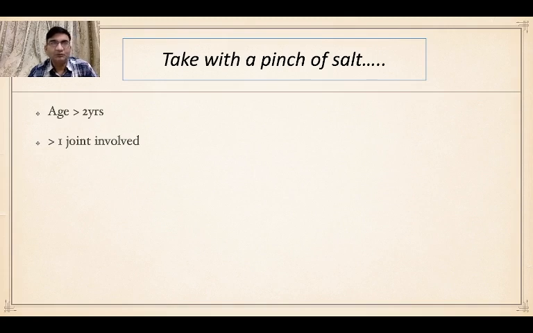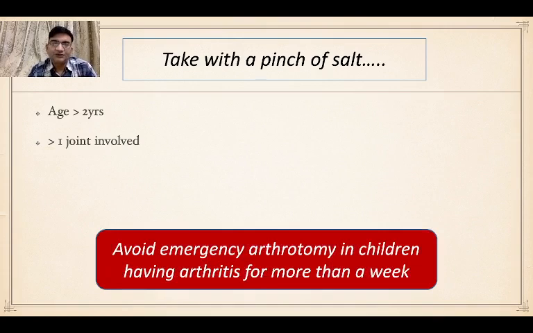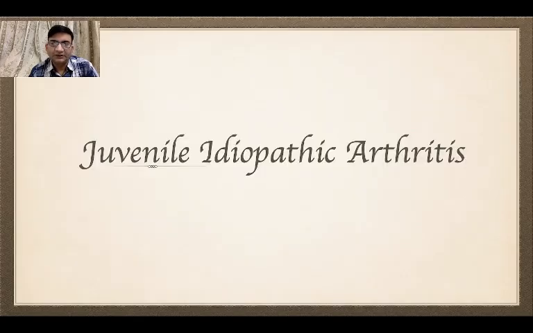So a grown-up child, more than one joint involved, we must reconsider a diagnosis of septic arthritis, and whenever in doubt, we must aspirate the joint before proceeding with an emergency arthrotomy. So whenever in doubt, we can always aspirate the joint, get a gram stain and culture of the fluid that is obtained done, and then we can decide for emergency arthrotomy. Suppose the child is having these symptoms for more than a few weeks, it is very unlikely to be septic arthritis, and in that case, an emergency arthrotomy can always be avoided.